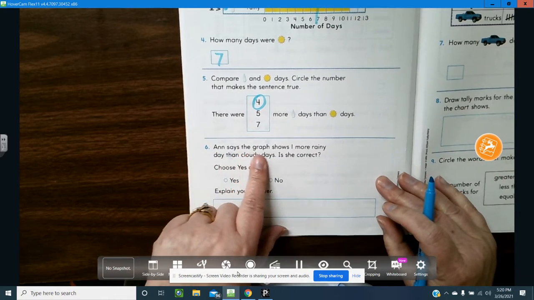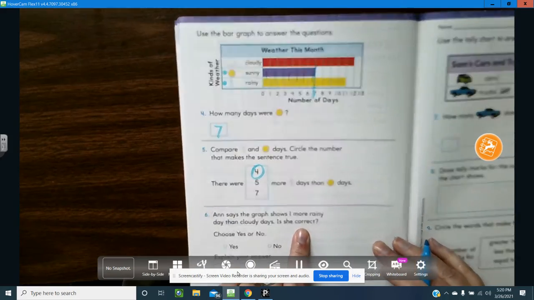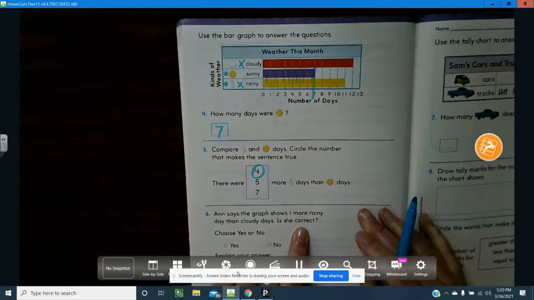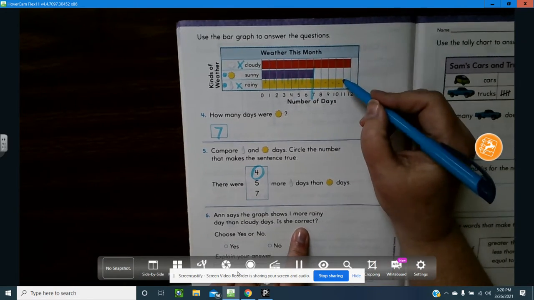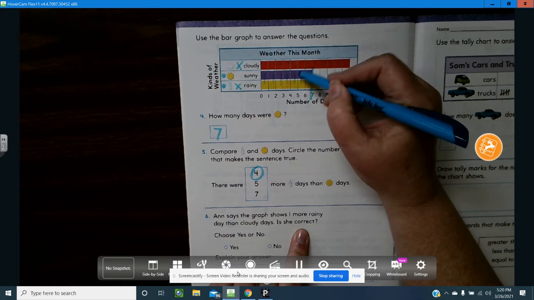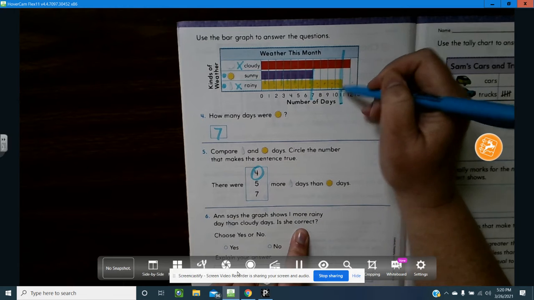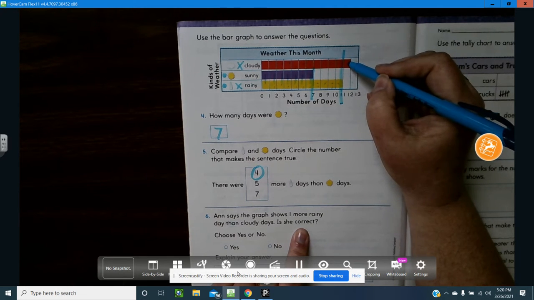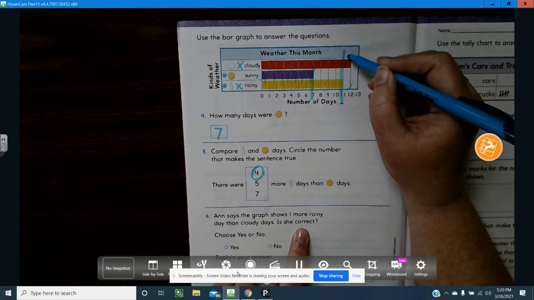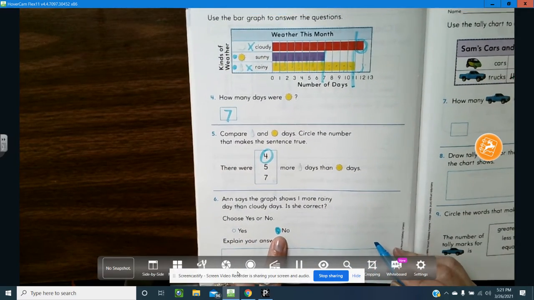Number 6. Anne says the graph shows one more rainy day than cloudy days. Is she correct? One more rainy day. So now I'm using this one than cloudy. And I'm using cloudy. Is there one more rainy day than cloudy? Match, match, match, match, match. No match. Is there one more rainy day than cloudy? No, there's one more cloudy day. No, she is not correct.